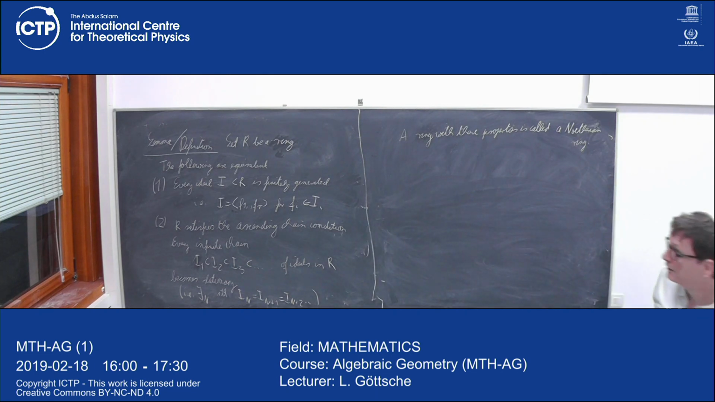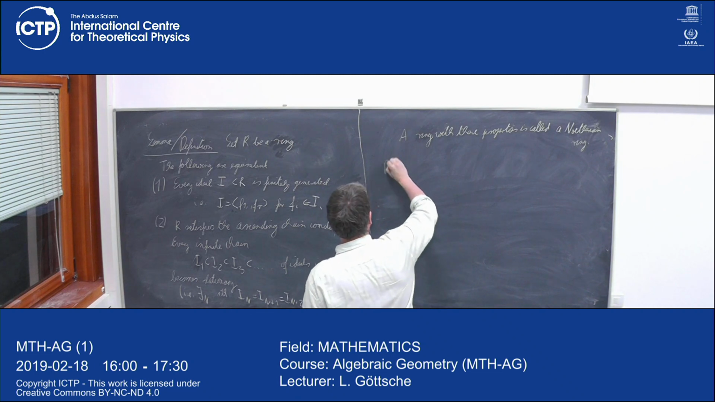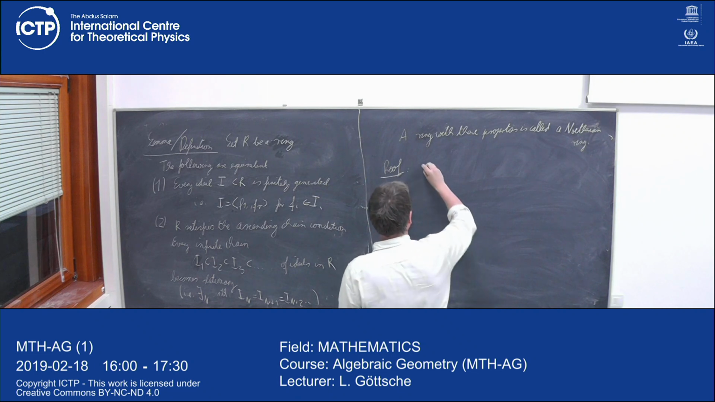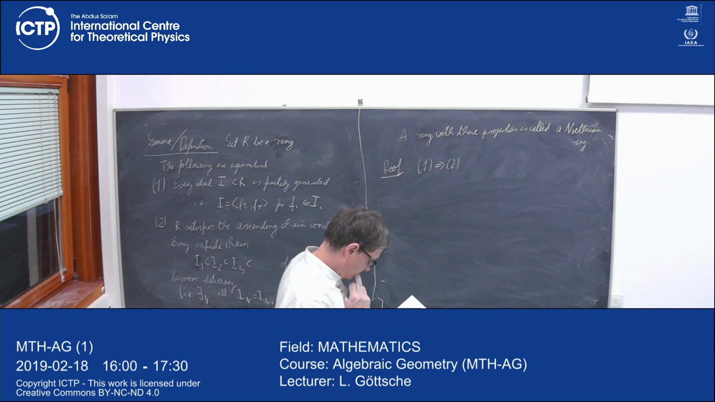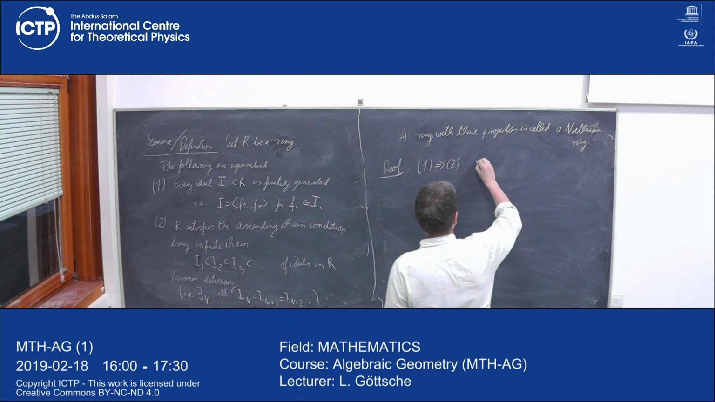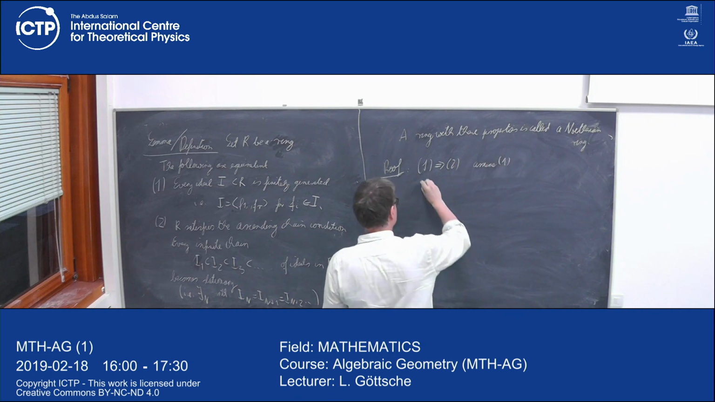And so now I should prove that these are equivalent, and then I stop. So let's take a chain, so we assume one, and we take a chain of ideals.